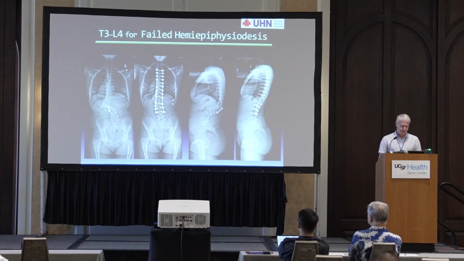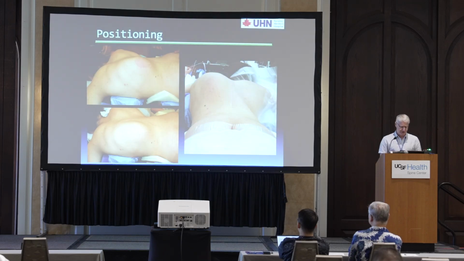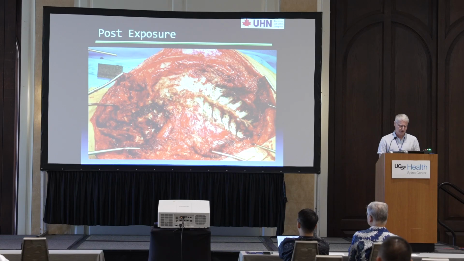Here's another one. These failed hemiepiphysiodesis surgeries end up needing a more complicated procedure. And here's one, quite a bad deformity. You can see just lying down, he has a red mark on his back. He had a front-back hemiepiphysiodesis. And you get in there, it's a mess, big fusion masses, a very complex deformity.